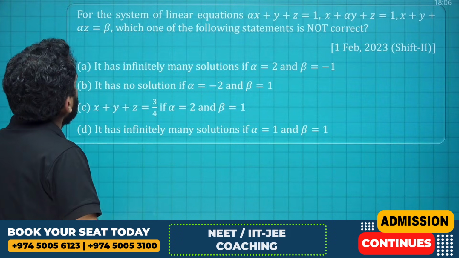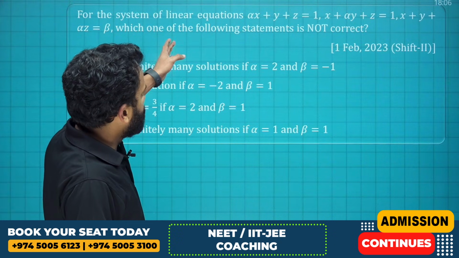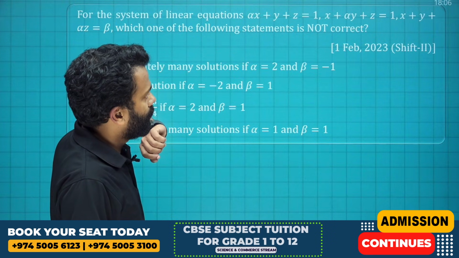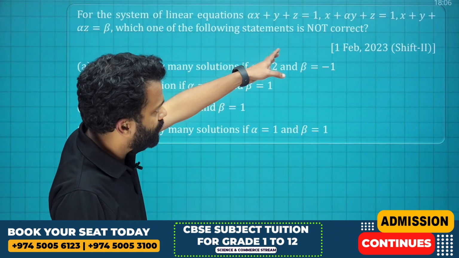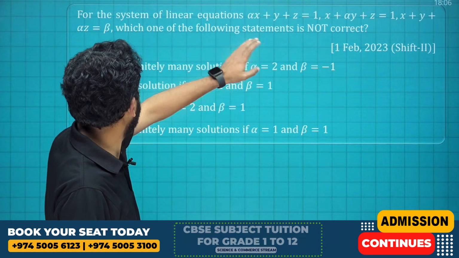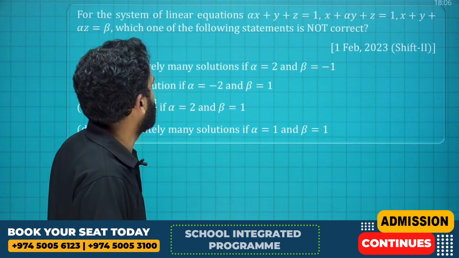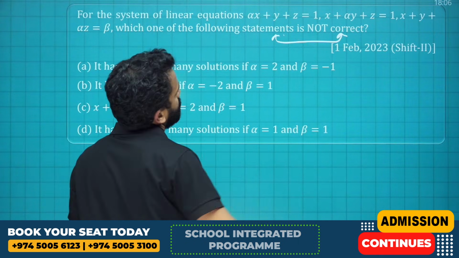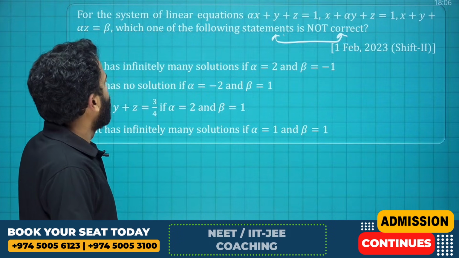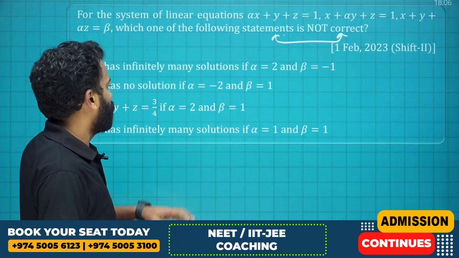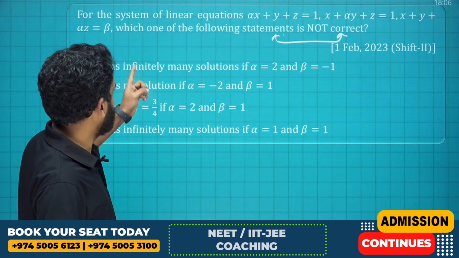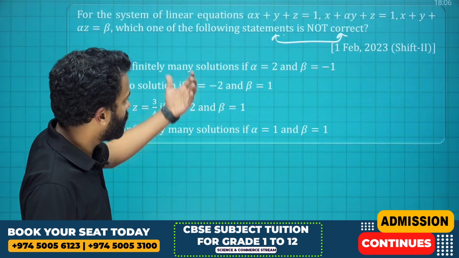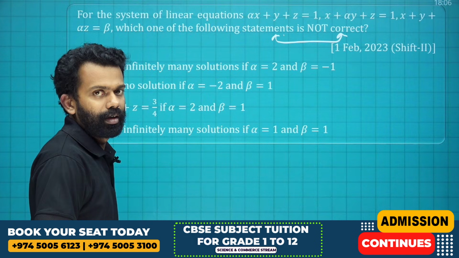Okay, another type. For the system of linear equations, alpha x plus y plus z is equal to 1, x plus alpha y plus z is equal to 1, x plus y plus alpha z is equal to beta, which among the following statements are not correct? See, all the theories are embedded in here, that is infinite solution, no solution, like that. We need to pinpoint which among these statements are incorrect.